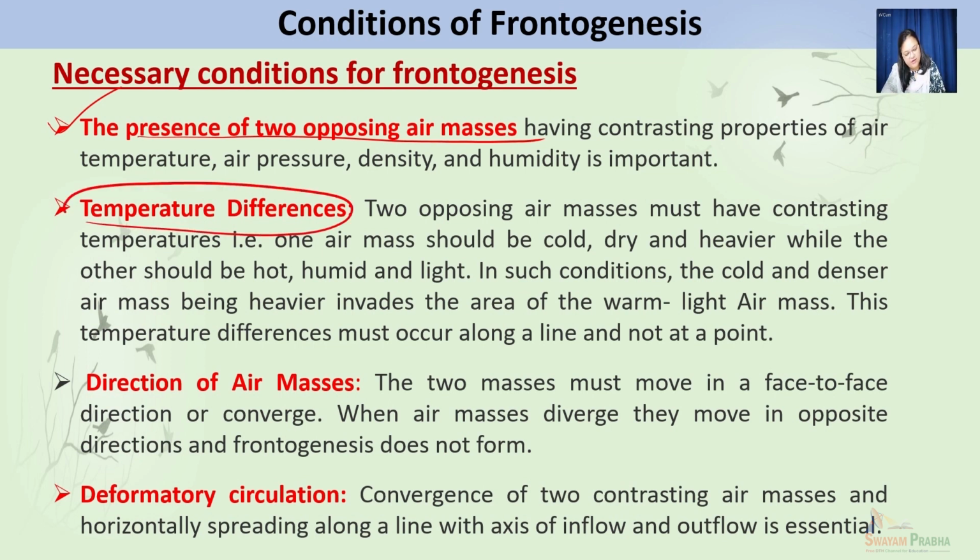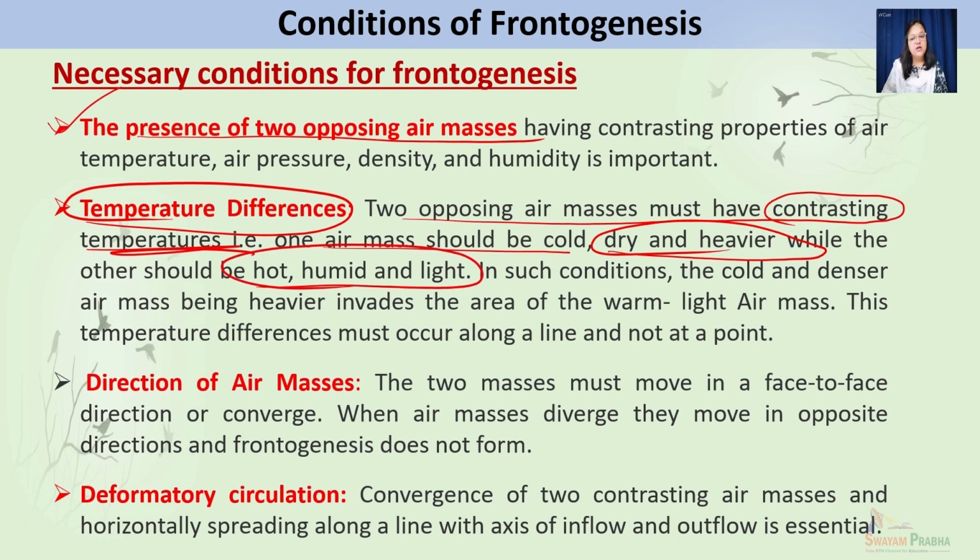Second is the temperature difference. Within the physical characteristics, the temperature difference is one of the most prominent and important features of air masses and the consequent formation of fronts. So when two opposite air masses collide together, they must have contrasting temperatures. That is, one air mass should be cold, dry, and heavier, while the other air mass should be hot, humid, and light. So in such conditions, only one of the two air masses becomes aggressive and tries to invade the area of the other air mass, leading to conditions where fronts are created.